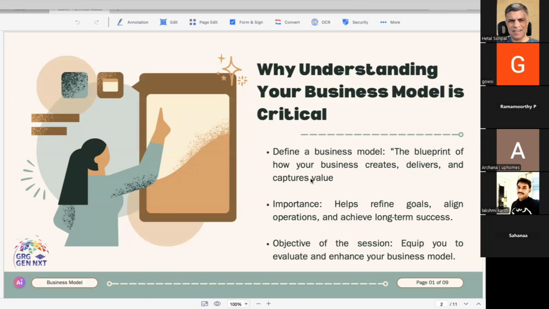It helps you to refine the goals, align the operations, and achieve long-term success. Align operations. Now, operations is something which all of you have to think about the moment you decide to launch your product.